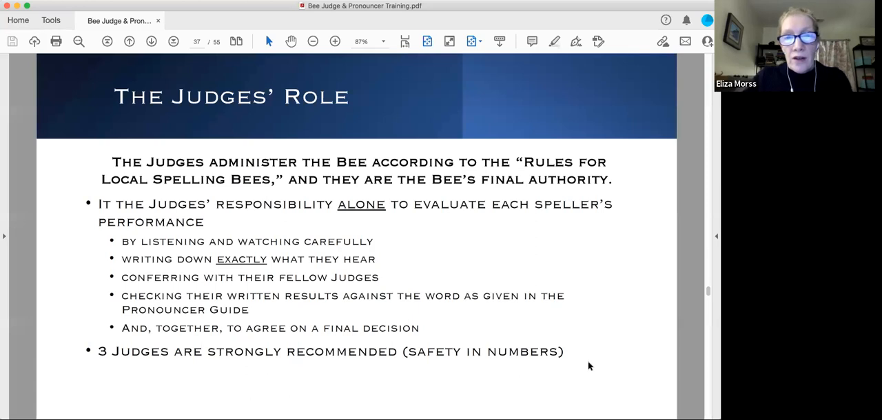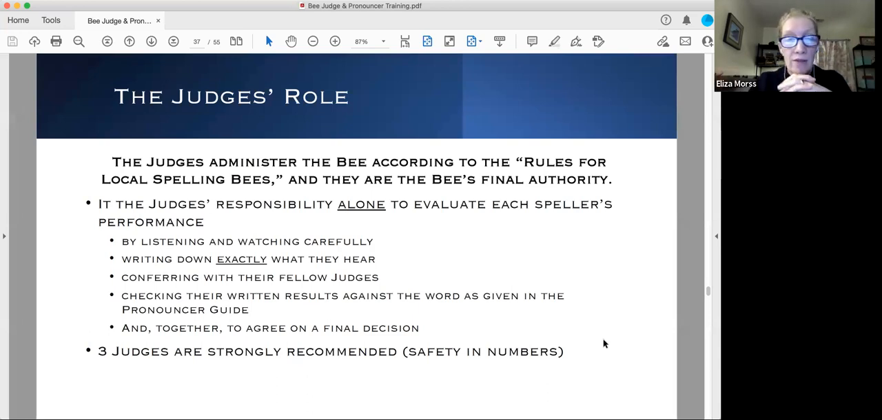I said the judges, they run the bee, or rather they don't run the bee, the MC runs the bee. The judges administer the bee according to the rules, and they are the bee's final authority. So it is the judges' responsibility alone to evaluate each speller's performance. They listen and watch carefully as the speller spells. They write down exactly what they hear. They confer with their fellow judges. They check their written results against the word as given in the pronouncer guide, and together they agree on a final decision. Now, I would strongly suggest that you have 3 judges.